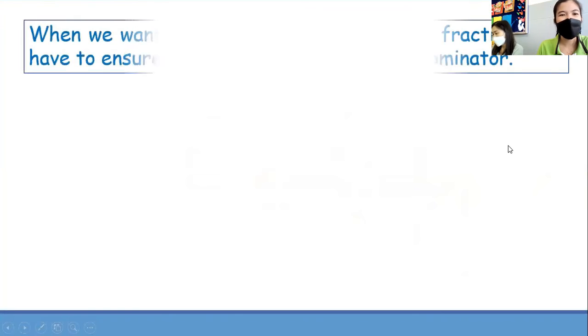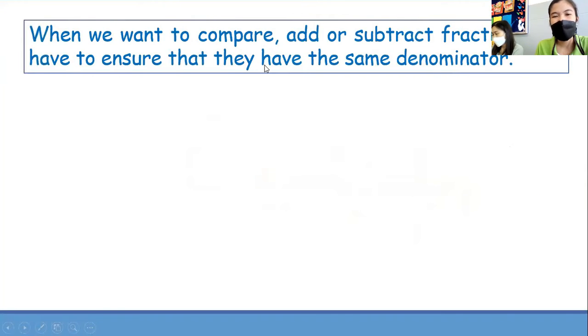Okay. So when we want to compare, to subtract, or to add fractions, we have to ensure that they have the same denominator. Before we compare, before we add, and before we subtract fractions, we have to convert the fractions to the same denominator. We will make sure that they have the same denominator.